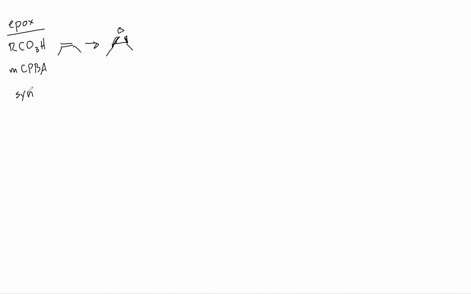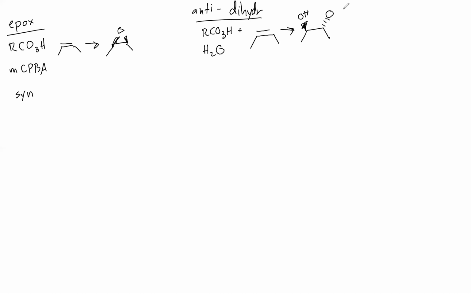Anti, let's do anti over here. Anti-dihydroxylation will use epoxidation, so RCO3H plus H2O. And what's going to happen here is we're going to have our guy right here, and we end up with OH groups on opposite sides because we have an epoxide sort of intermediate.